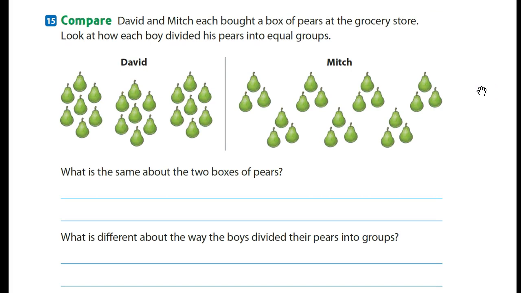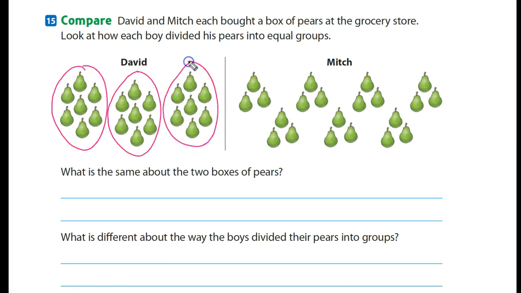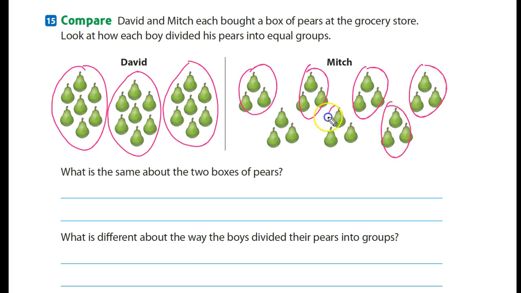Now we're comparing Mitch's pears and David's. David and Mitch each bought a box of pears at the grocery store. Look at how each boy divided his pears into equal groups. Well, how many groups does David have? He has this group right here, then he has this one and this one. How many groups does Mitch have? 7. So let's see, 1, 2, 3, 4, 5, 6, 7. He's got 7. What is the same about the 2 boxes of pears?